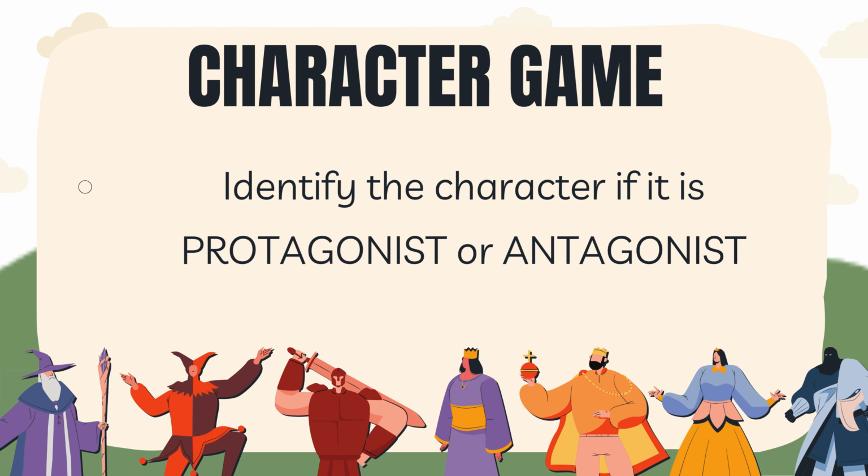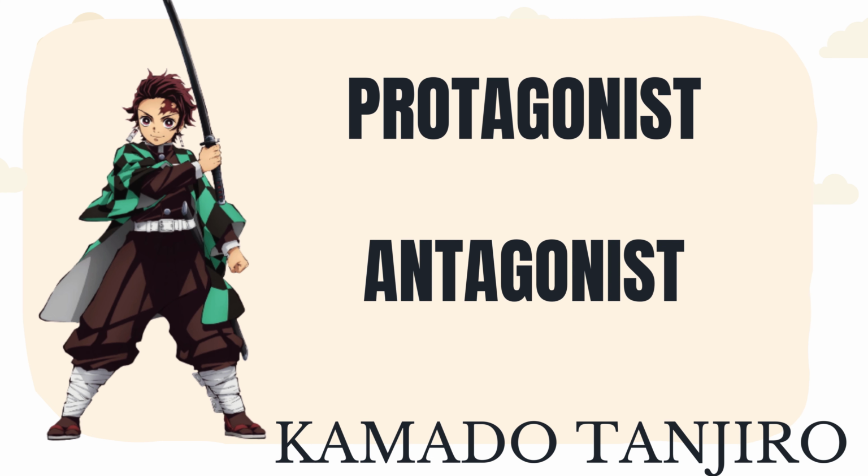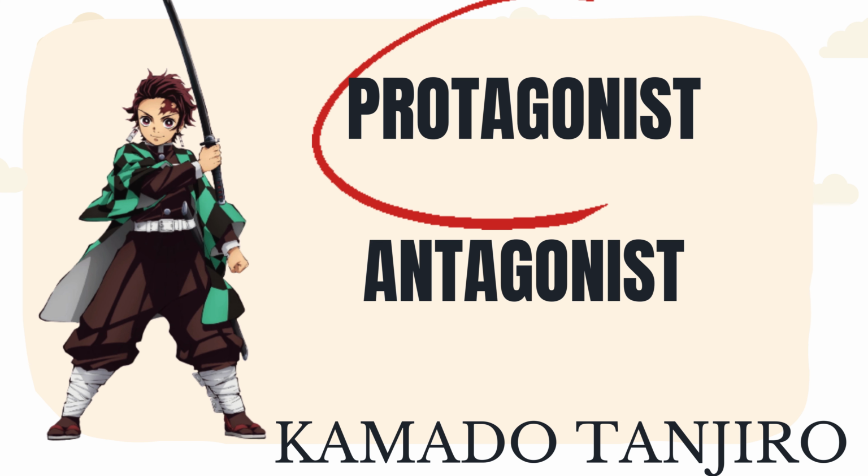Now that we know the different types of characters in a story, it's time to see how well we can spot them in real examples. For our character game, you will just simply identify the character whether they are protagonists or antagonists. Here is our first character, Kamado Tanjiro from Demon Slayer. Is he a protagonist or antagonist? Correct. Tanjiro is the protagonist because he is the main character and the hero of the story.